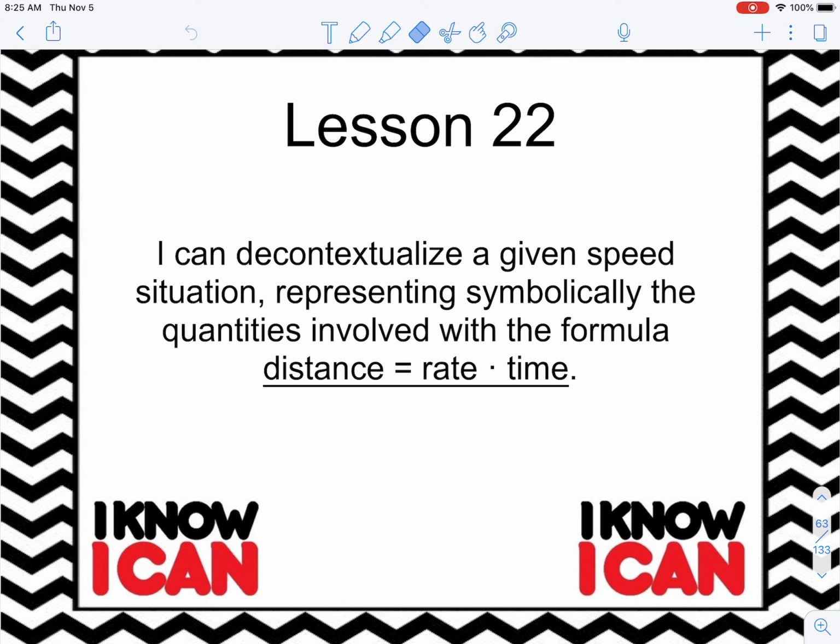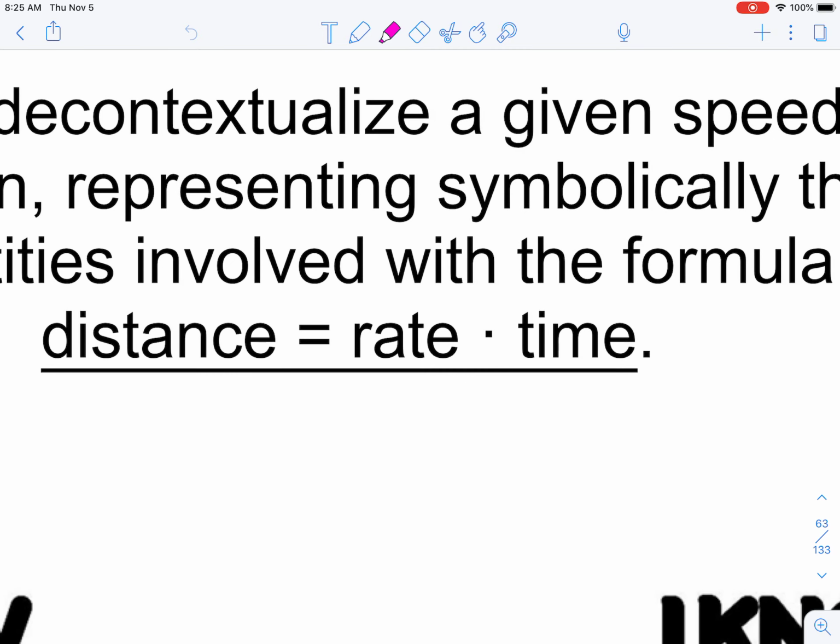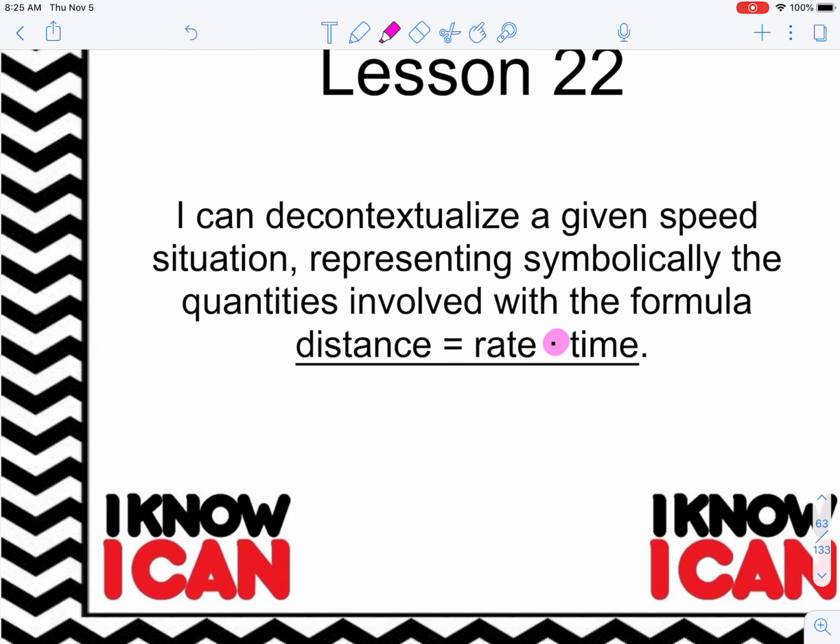So, lesson 22 says I can decontextualize a given speed situation, representing symbolically the quantities involved with the formula distance equals rate times time. Remember, this dot here represents multiplication. So when you see it, that means to multiply. We're going to be dealing with this formula today: distance equals rate times time. It's going to give us the ability to find distance when we have the rate and the time.